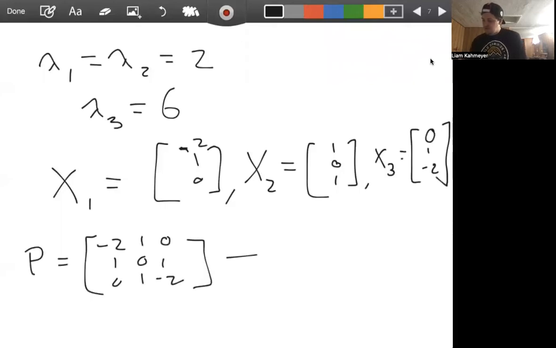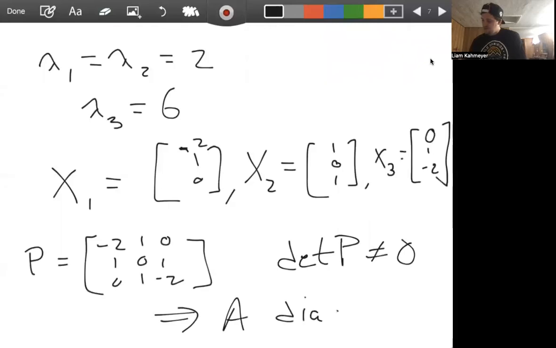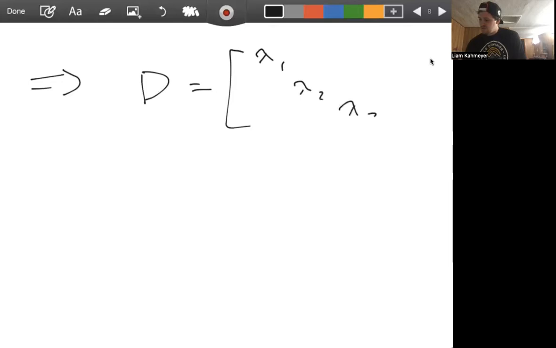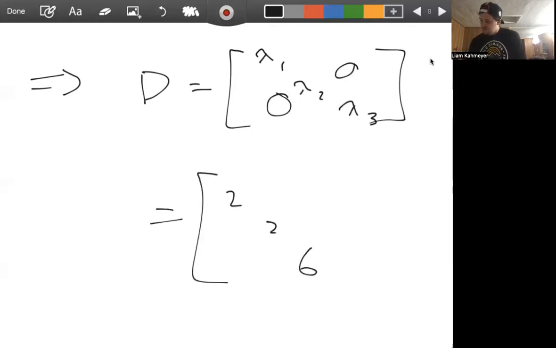And you can see by inspection here that the determinant of P is not 0, which implies A is diagonalizable. And if A is diagonalizable, then we know this implies that the diagonal matrix that it's similar to is lambda1, lambda2, lambda3 on the diagonal and zeros everywhere else, which is 2, 2, 6, and then 0s elsewhere. All right, so this is an example of how we diagonalize a matrix.